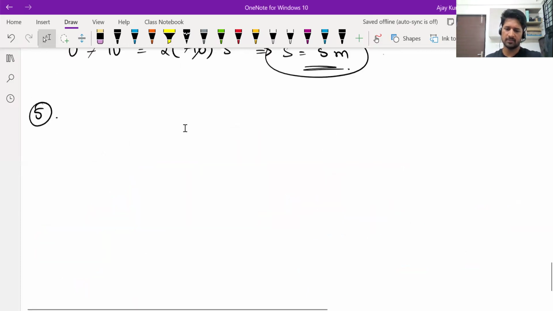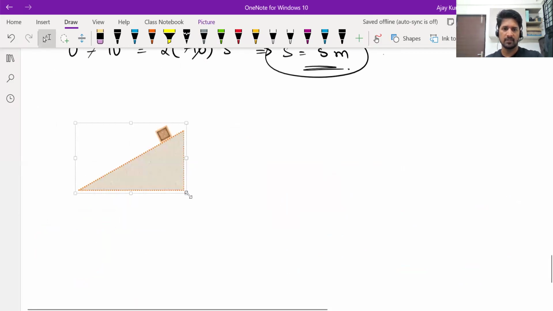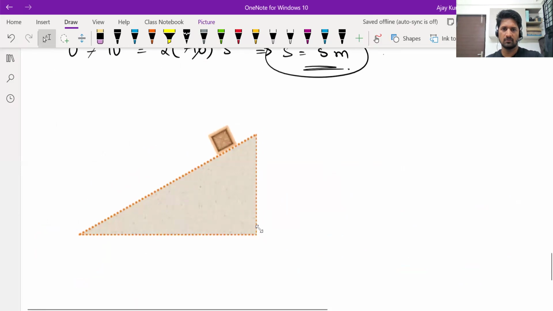Vanilla, what do you say? What happens after it covers that 5 meters? It won't slide down, sir. Why? Will friction and mg sin theta not pull it down?